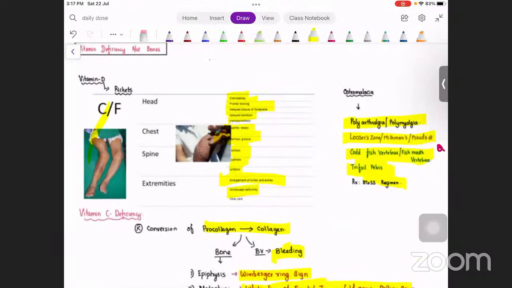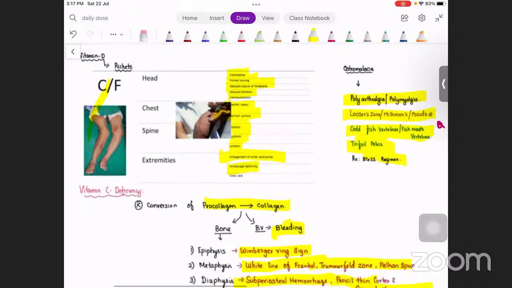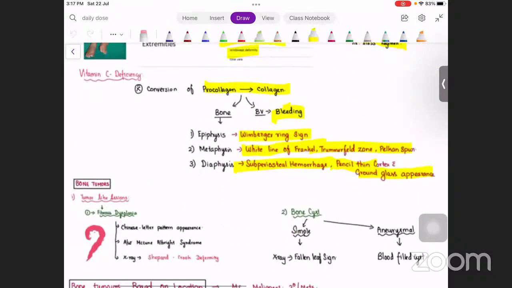We have talked about the bone disorder. We have talked about the structure of bone. We have talked about the bone absorption and resorption markers. And now we talked about the vitamin deficiency associated with the bone, which is your rickets, osteomalacia, and vitamin C deficiency. What type of findings you may see on the bone, we have covered it.